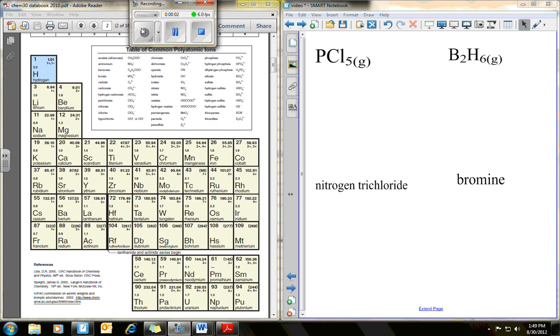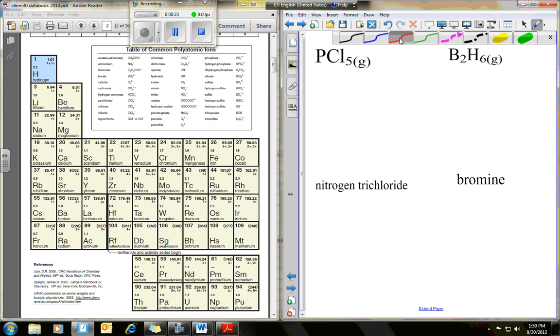Outcome number 8. I can define a molecular compound, give them names, and write formulas with them. So here we're going to practice two things. We're going to practice naming molecular compounds, and then we're going to practice writing the formula down for molecular compounds. And we're just going to focus on a few things that you need to know. So let's start with example number 1 here, PCl5.